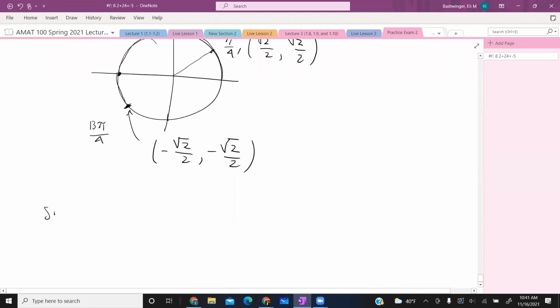And then by definition, let's write down the calculation again. Sine of negative 13 pi over 4 is the same thing as negative sine of 13 pi over 4. By definition, sine of some number is just the y coordinate, and the y coordinate is negative root 2 over 2, but then we have this negative outside, so it cancels. So you get root 2 over 2.